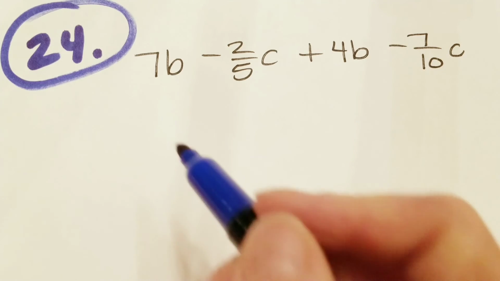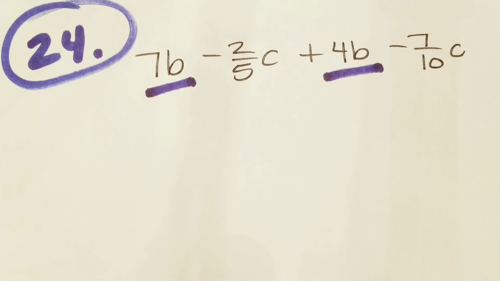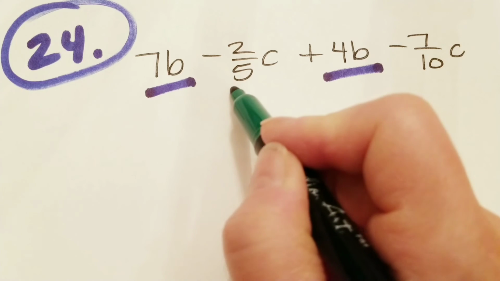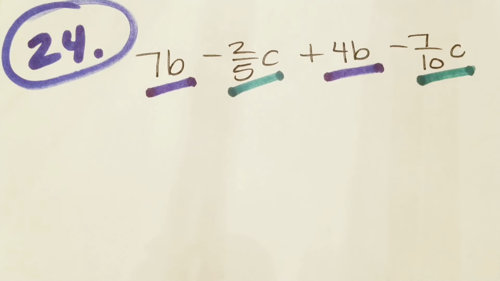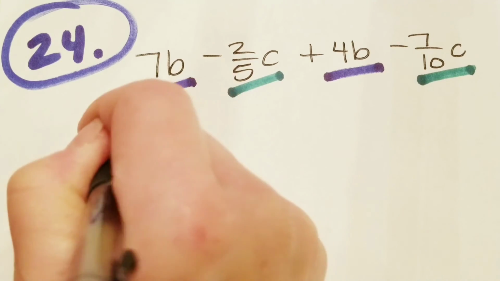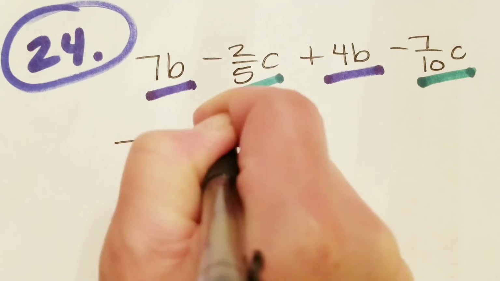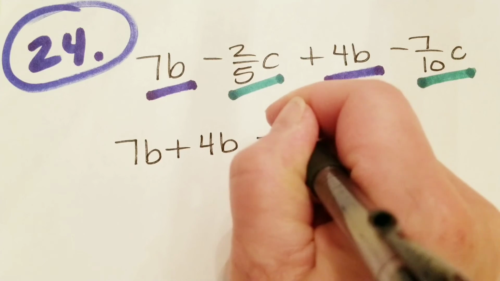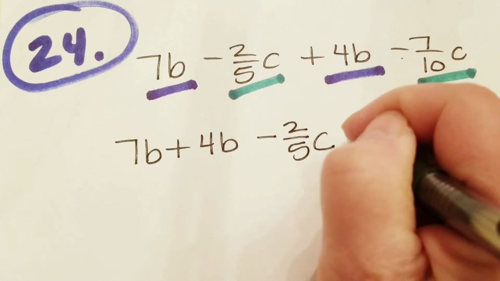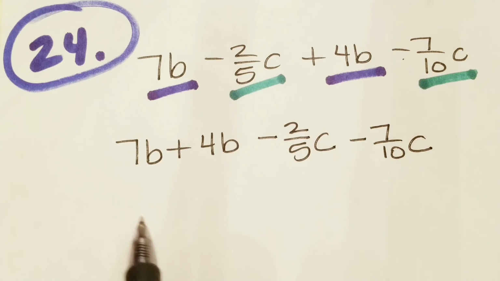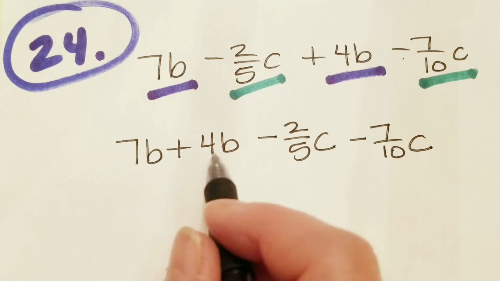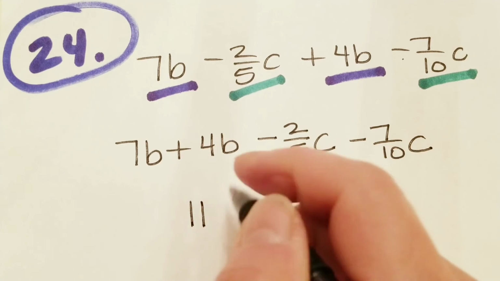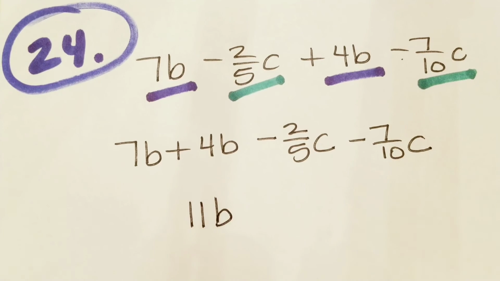Number 24, we have a couple like terms here, 7b and 4b, and then we have negative 2/5 c and negative 7/10 c. So let's group our like terms together. We have 7b plus 4b, and then we have a minus 2/5 c minus 7/10 c. Now our 7b plus 4b, we can just easily say 11b, because 7 plus 4 is 11. They're like terms, so when we add like terms, we're just going to add the coefficients and put that b just like that.